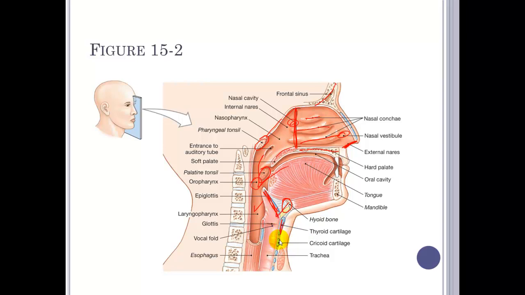Thyroid, cricoid cartilage. This would be your cricothyroid membrane. Trachea, which is airway passage, and then your esophagus, which is food passage. Vocal fold is about right here, and the glottic opening is about right there.